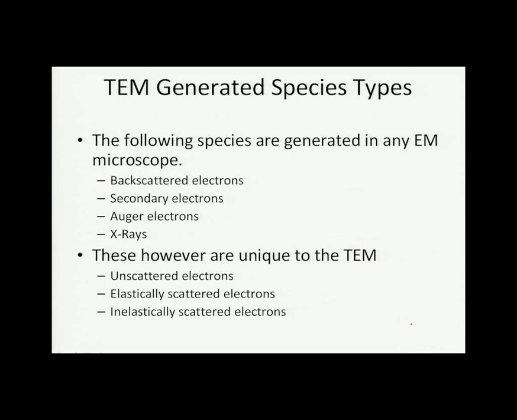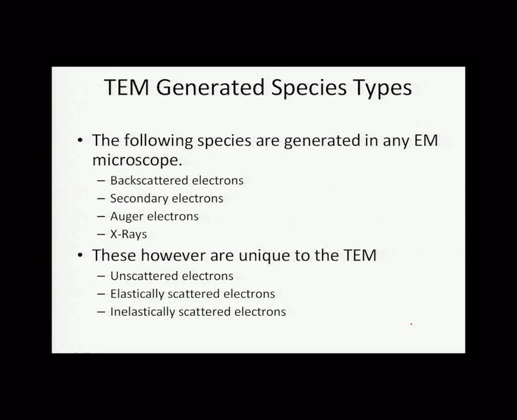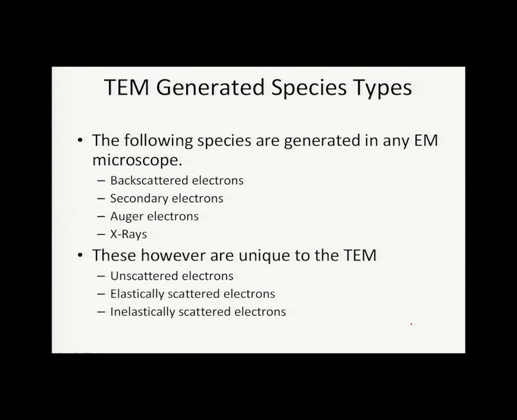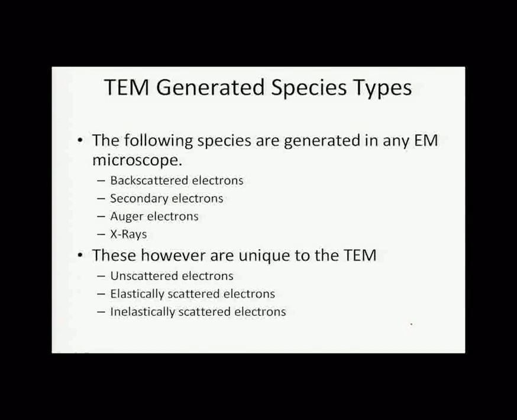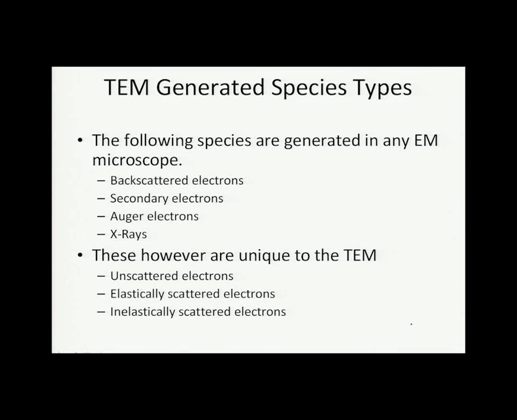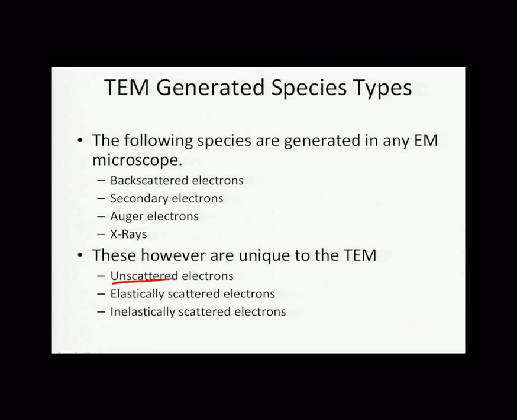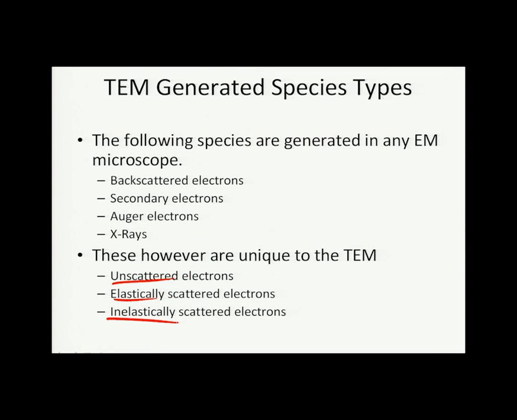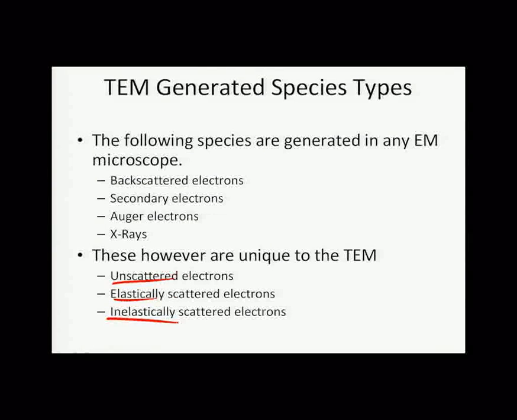So the following species are generated in any electromagnetic microscope: backscattered electrons, secondary electrons, Auger electrons, and X-rays. However, the ones that are unique to TEM, transmission electron microscopy, are the unscattered electrons, elastically scattered electrons, and inelastically scattered electrons.